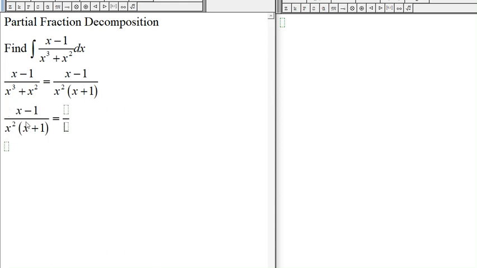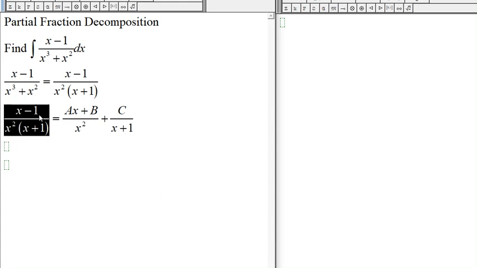So it's going to be something over the squared factor, plus something over the linear factor of x plus 1. If we just have a linear factor, then we just put a constant up here. But this is a squared factor, so we have to do Ax plus B. And then this will be just a constant C. So this is a squared factor, and this is a linear factor. And now we can cross multiply.